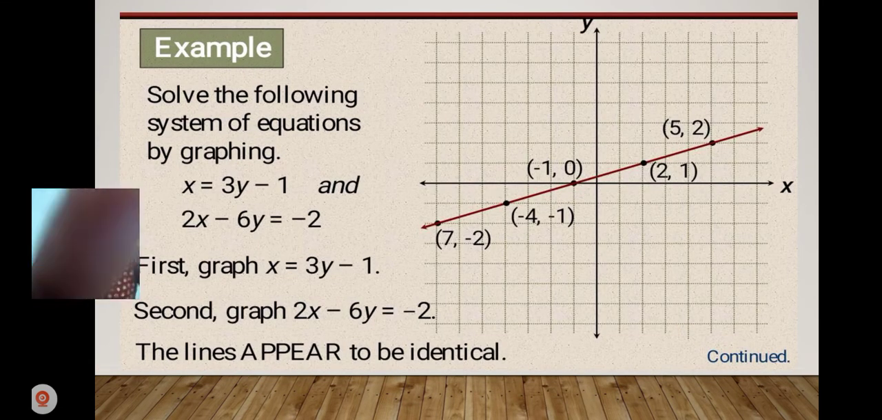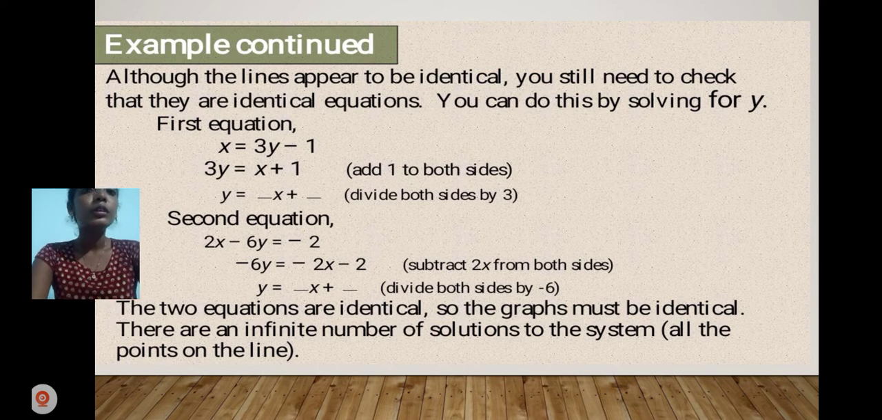Another example is to solve the following system of equations by graphing. x is equal to 3y minus 1 and 2x minus 6y is equal to minus 2. The first graph is of the equation x is equal to 3y minus 1, and the second graph is of 2x minus 6y is equal to minus 2. The lines appear to be identical. We can see in the graph the line is an identical line. Although the lines appear to be identical, you still need to check that they are identical equations.